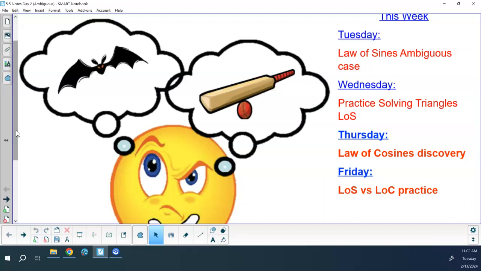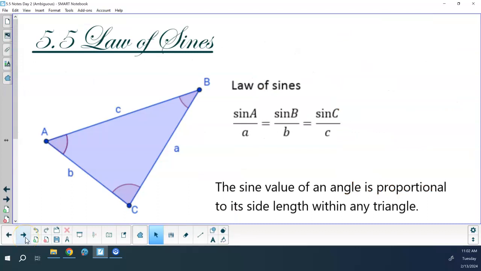Okay, here we go. So from Friday, you should have realized that the law of sines is the sine of any angle divided by its opposite side all the way through the triangle. So the sine of angle A divided by side A is the same as the sine of angle B divided by side B is the same as sine of angle C divided by side C. The sine value of an angle is proportional to its side length within a triangle.